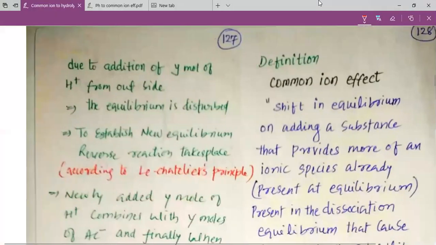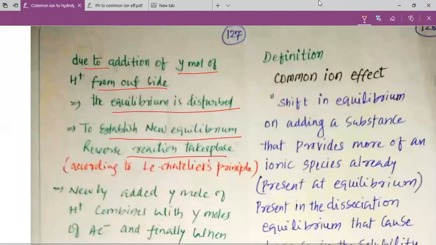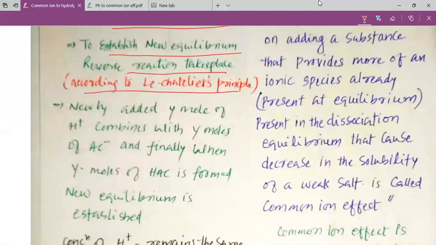So, my dear students, when we add an ion which is already present in the products, what happens? The ion added decreases the solubility of the undissociated substance. Due to the addition of Y moles of H plus from outside, the equilibrium is disturbed. To establish a new equilibrium, the reverse reaction takes place, according to Le Chatelier's principle, because if the concentration of product is increased, the reverse reaction takes place. The newly added Y moles of H plus combine with Y moles of AC minus, and finally when Y moles of HAC is formed, the new equilibrium is established.